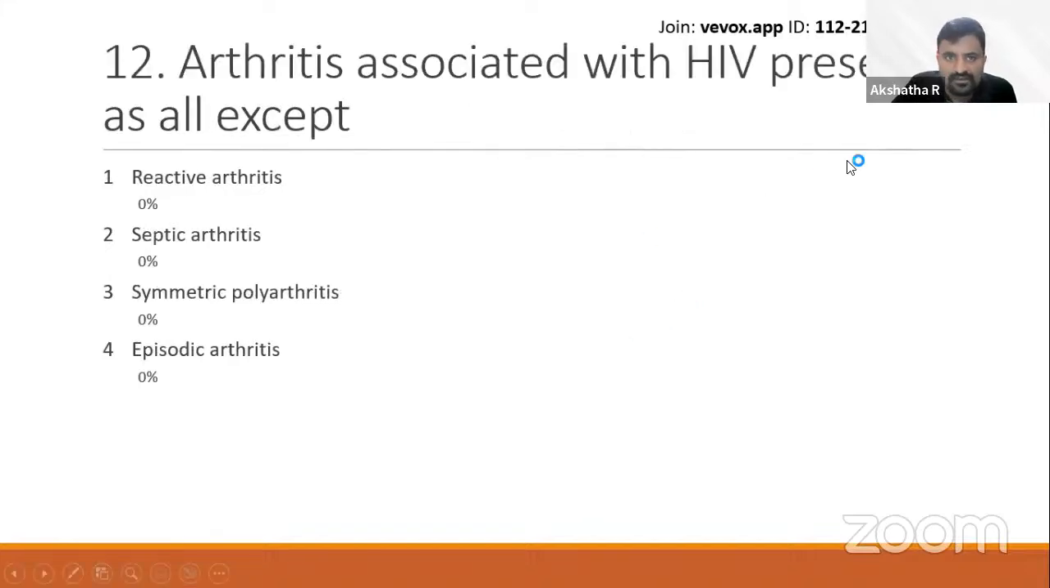So this is the last poll. Arthritis associated with HIV presents with all except reactive arthritis, septic arthritis, symmetric polyarthritis, or episodic arthritis. So this is a little mixed response. So the answer is septic arthritis.